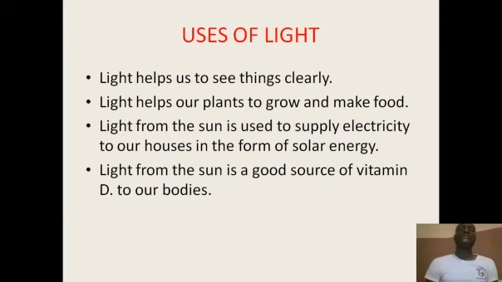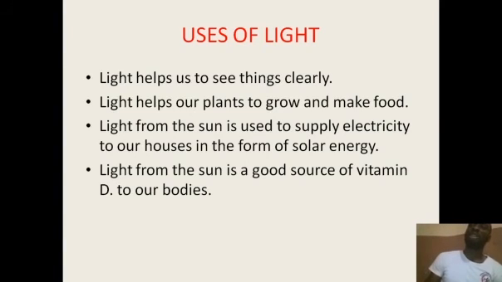Another point is that light helps us to grow our plant and make food. So light helps our plant to grow and manufacture food. Remember from your agric that you have been taught photosynthesis. We say that photosynthesis is the process by which green plants manufacture their food with the use of carbon dioxide and water, in the presence of what? Sunlight. So that means sunlight is very, very important.